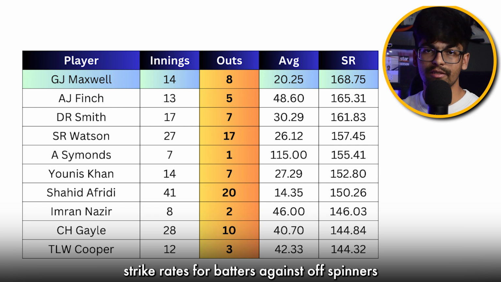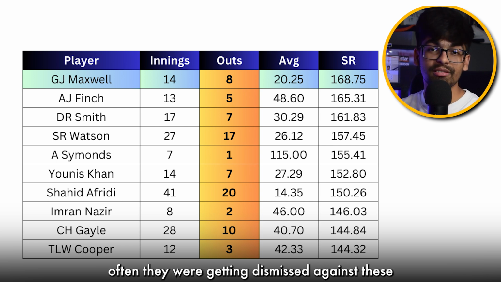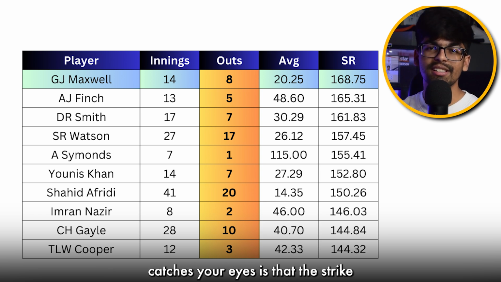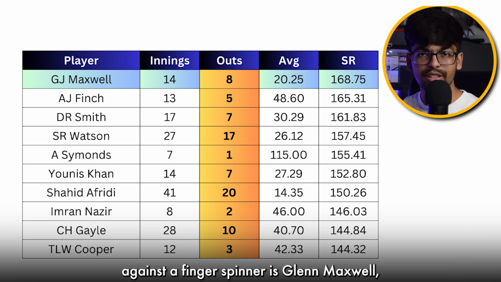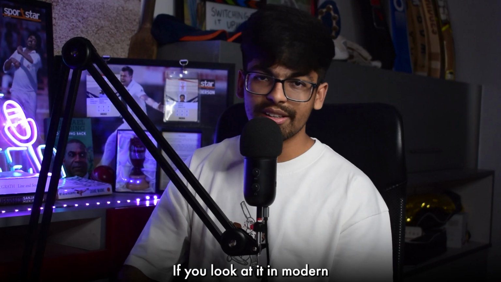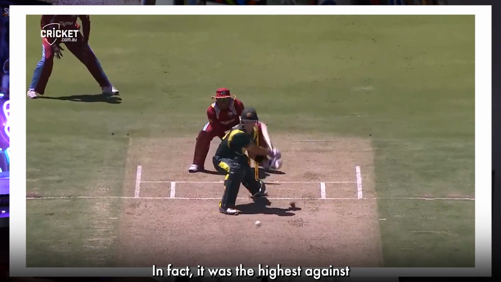We pulled up the list of top strike rates for batters against off spinners or finger spinners, and we also looked at the kind of dismissals and how often they were getting dismissed against these kinds of bowlers. And of course, the first thing that catches your eye is that the strike rates here aren't particularly high. The highest strike rate for a batter against a finger spinner is Glenn Maxwell, who's got a strike rate of just 168. If you look at it in modern terms, this feels very low, but for the time, this was pretty high. In fact, it was the highest against the finger spinners.